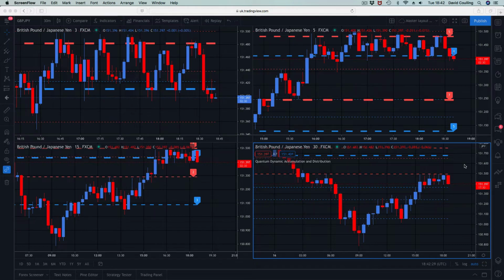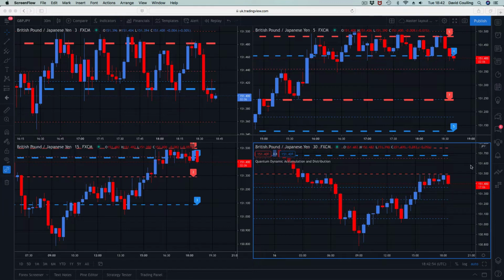If you look at it, we've got the accumulation distribution indicator on the charts here. I've got a 3-minute top left, a 5-minute top right, bottom left is 15-minute, and down at the bottom right is 30-minute. This is all for the pound-yen pair. And the point is this: when you look at the 30-minute chart, for example, anything that appears on that chart is going to carry more weight.